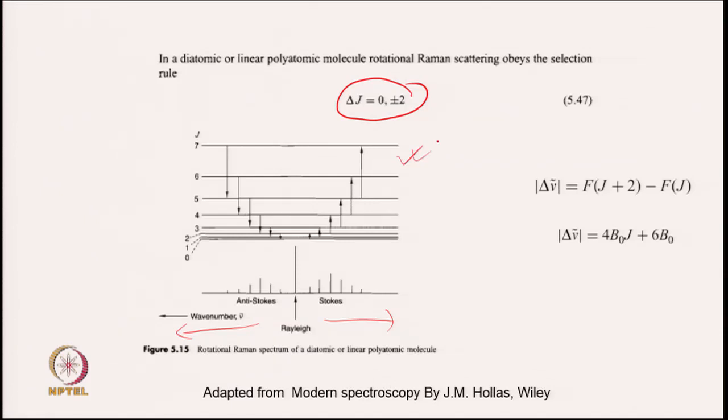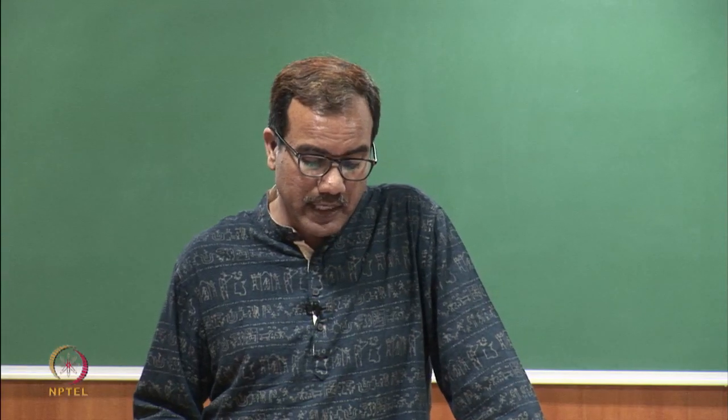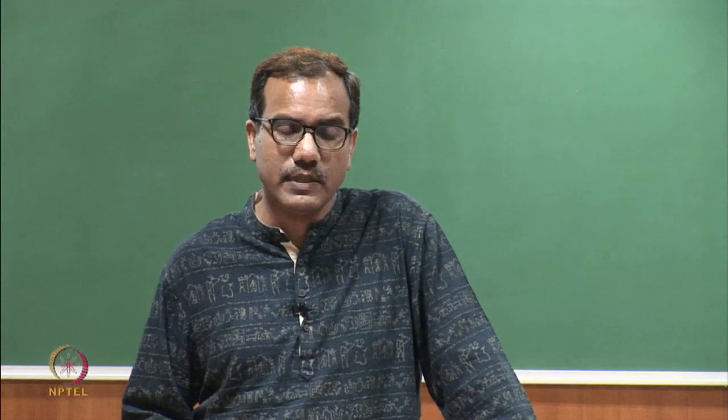In anti-Stokes, delta J is equal to minus 2, whereas for Stokes delta J is equal to plus 2, and delta nu bar, the difference between this side or this side, is given by F J plus 2 minus F J, and delta nu bar is 4 B0 J plus 6 B0. So, anti-Stokes will be towards this side, and Stokes will be towards the right hand side.